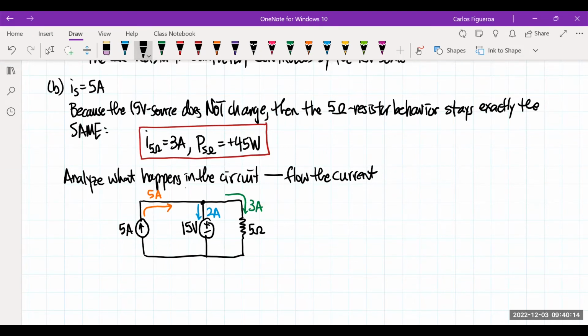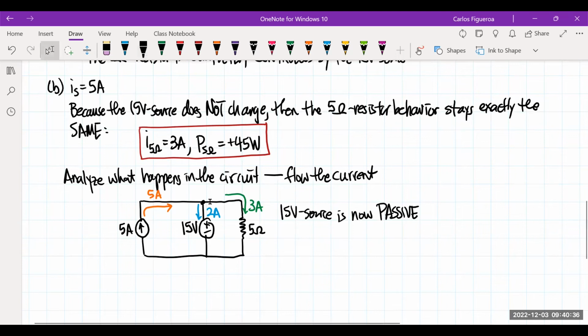So what this argument shows here is that the 15-volt source is now passive, because the current entering the high and going towards the low is now passive.